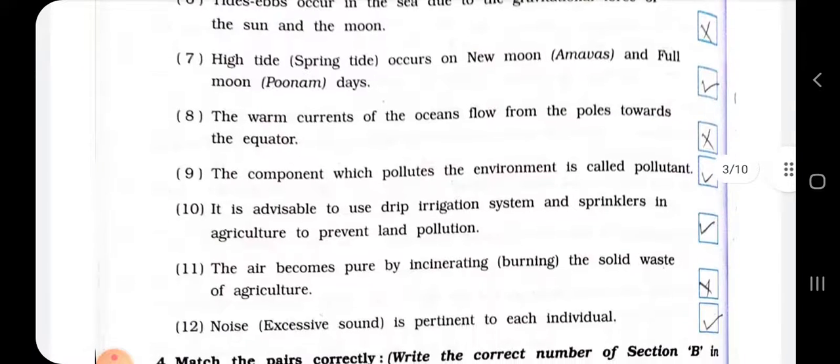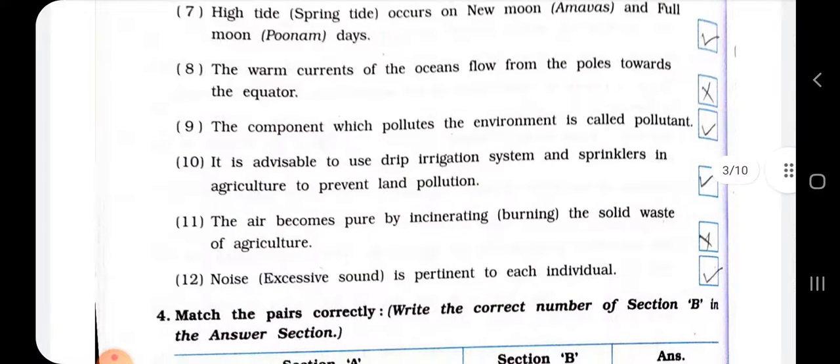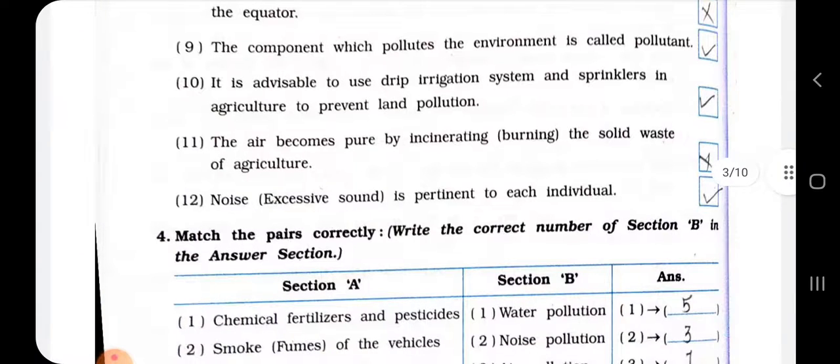Right. The warm current of the ocean flows from the poles towards the equator. Wrong. The components which pollute the environment are called pollutants. Right. It is advisable to use the drip irrigation system and sprinklers in agriculture to prevent land pollution.